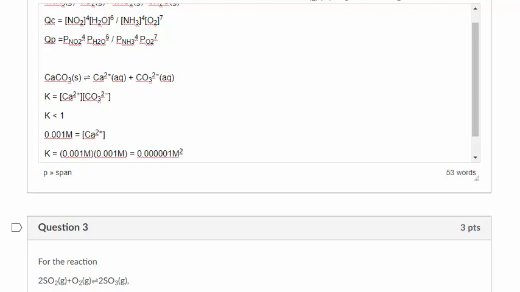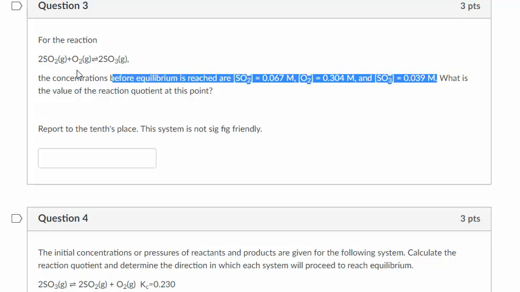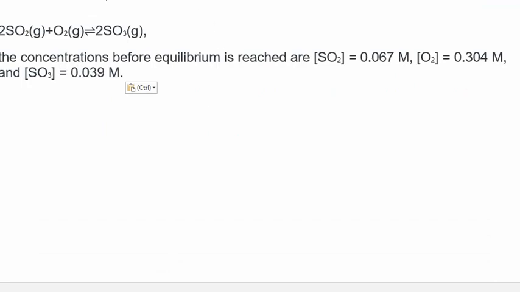Number 3, for this reaction, the concentrations before equilibrium is reached are these values here. I'm just going to copy these over. So what's the value of the reaction quotient at this point? So let's take this information. First, let's write out our reaction quotient formula. So we have our QC is going to be equal to the concentration of our products squared divided by the concentration of our reactants, or the product thereof.